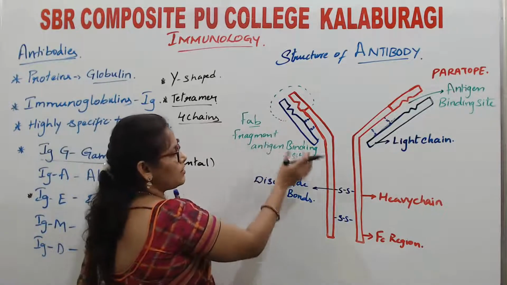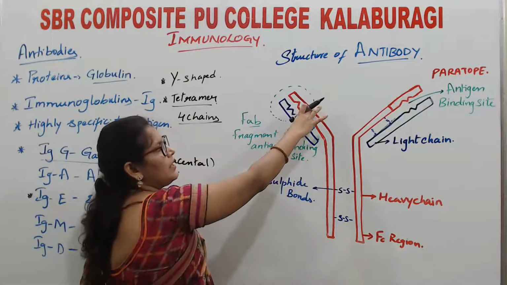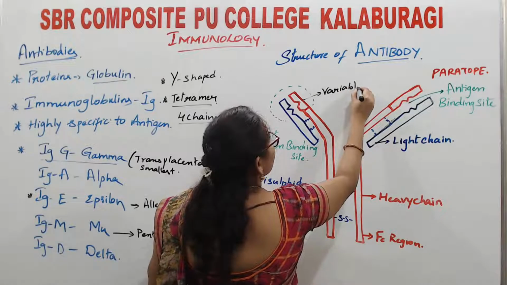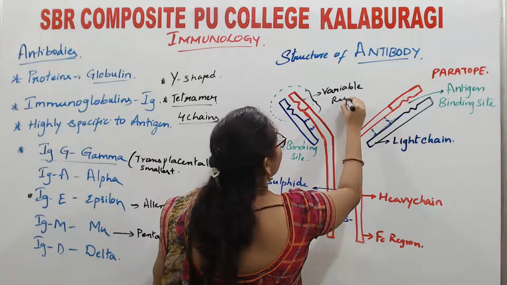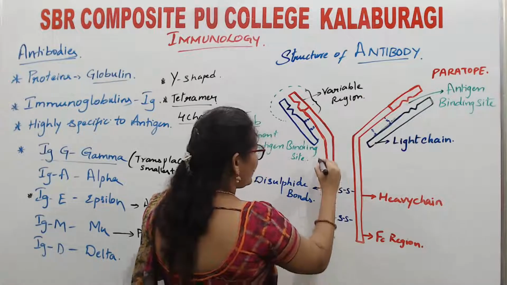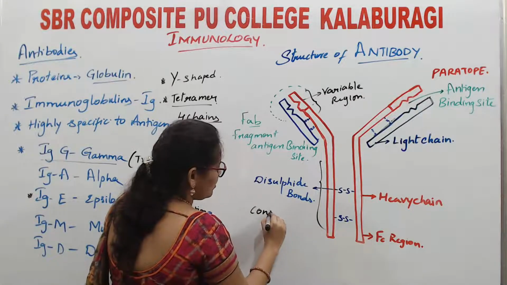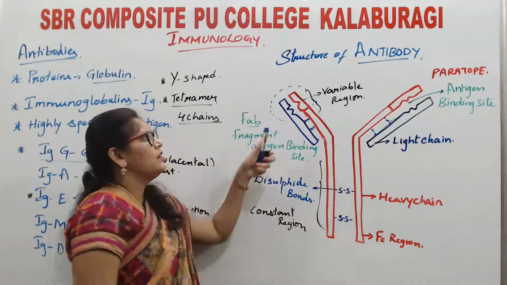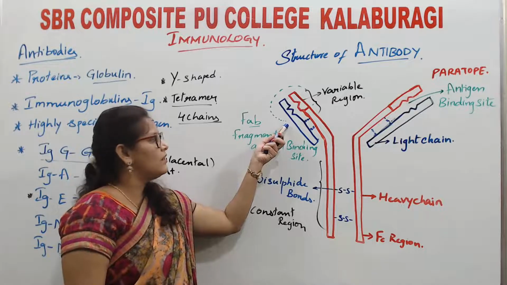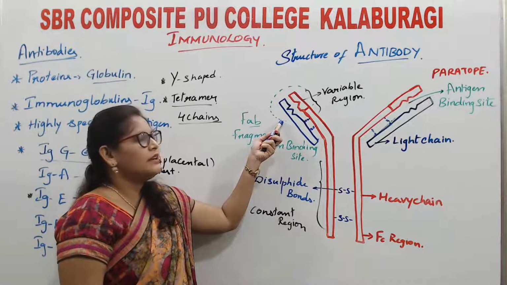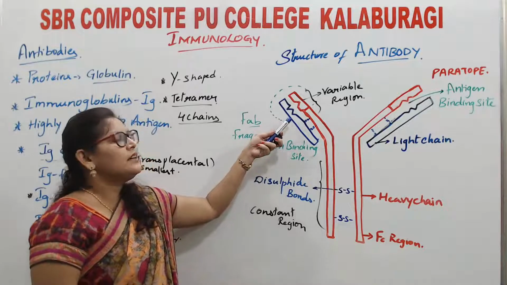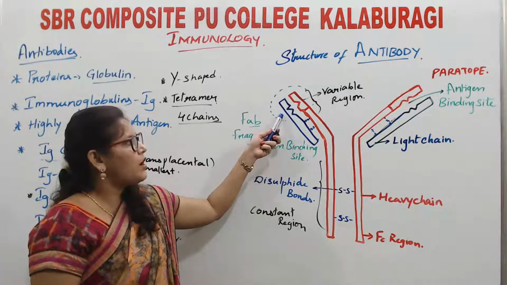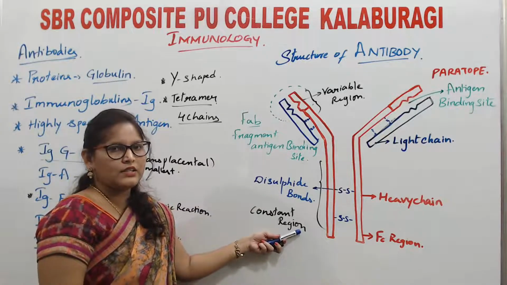And this antibody contains 2 regions. One is the constant region and the other one is the variable region. This region is known as the variable region, whereas this region is known as the constant region. It is variable because antigen can come and bind here. A particular antigen comes and binds here, so that region is known as the variable region, whereas the opposite side is the constant region.